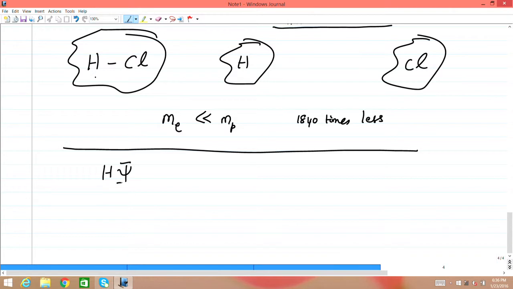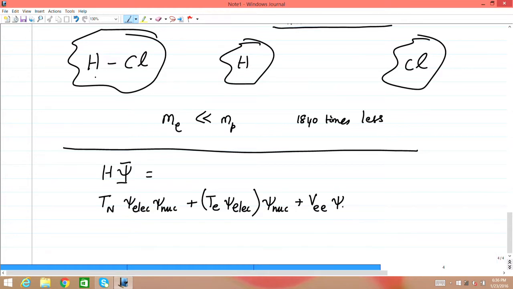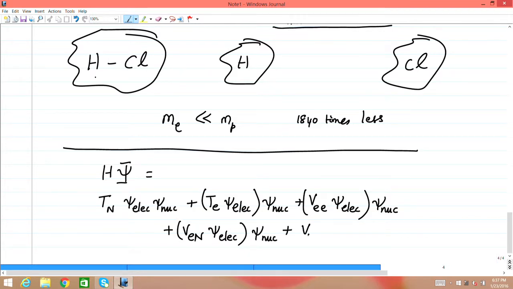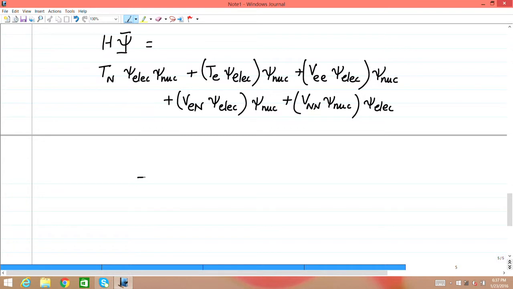H psi is now, let me write them individually, Tn psi electronic psi nuclear plus Te psi electronic and psi nuclear plus VEE psi electronic psi nuclear plus VEN psi electronic times psi nuclear plus VNN psi nuclear times psi electronic, and this is equal to E psi electronic psi nuclear.